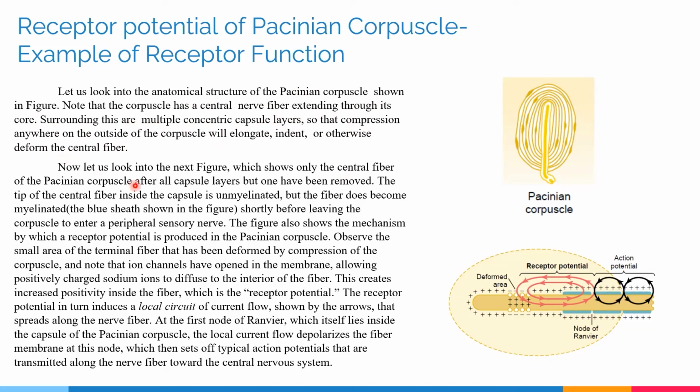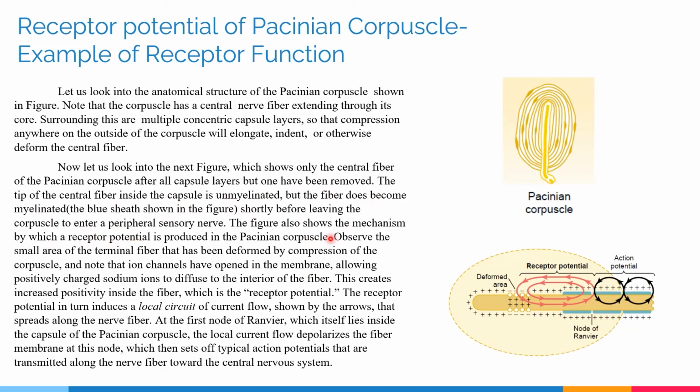Now let us look at the next figure, which shows only the central fiber of the Pacinian corpuscle, which is right here, after all the capsule layers but one have been removed. The tip of the central fiber inside the capsule is unmyelinated, but the fiber does become myelinated. That is, there is a blue sheet, the myelin sheath, that covers the nerve fiber shortly before the nerve fiber leaves the corpuscle and enters the peripheral sensory nerve.